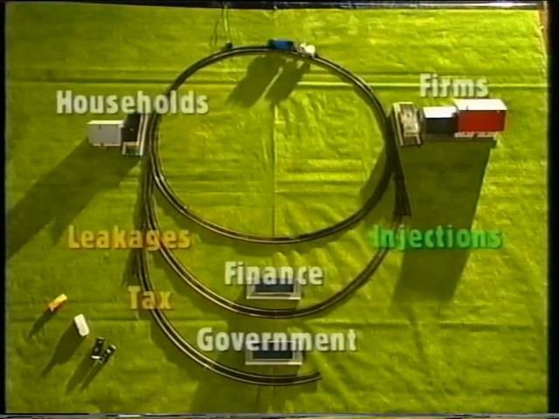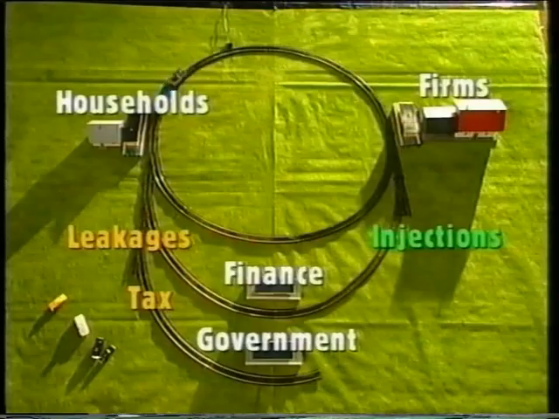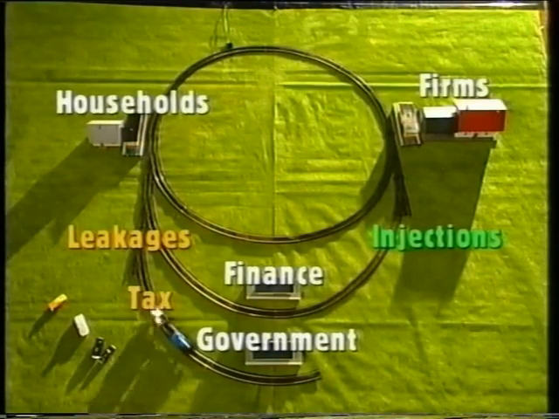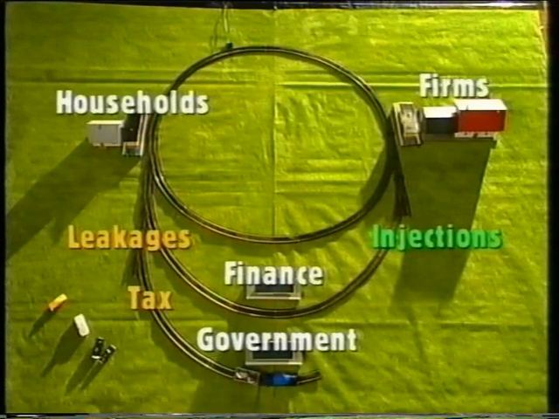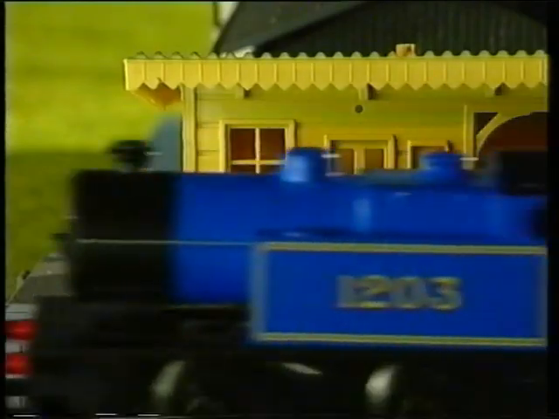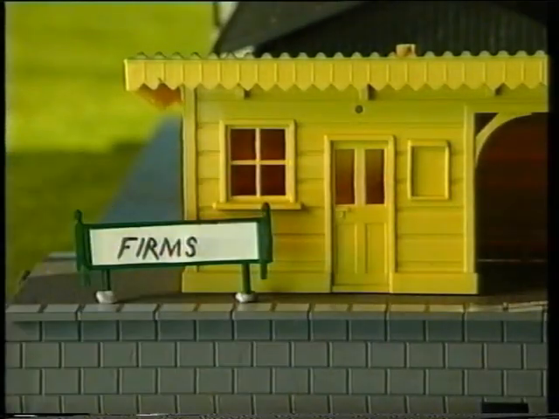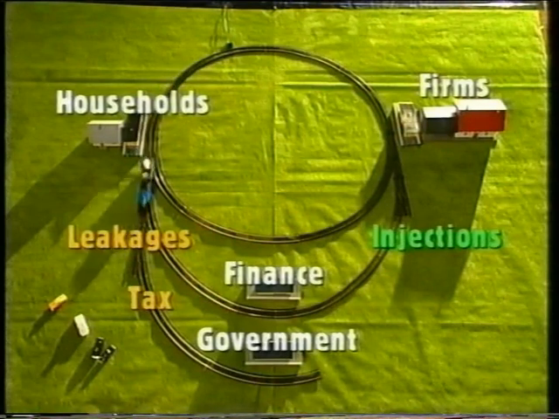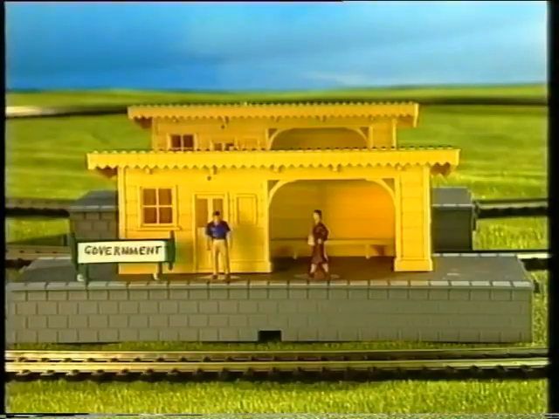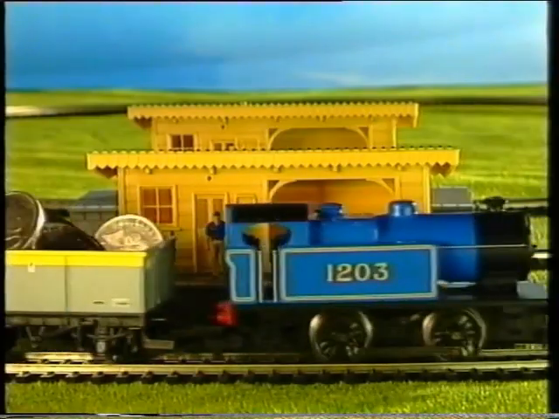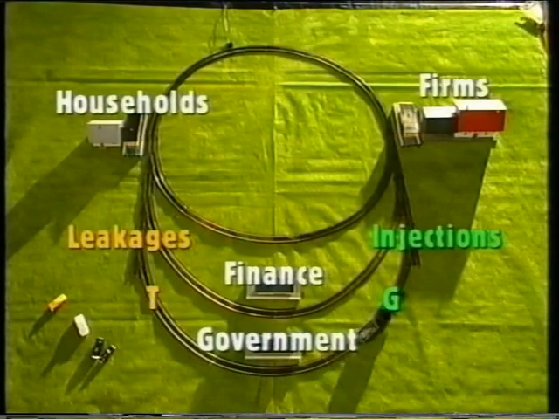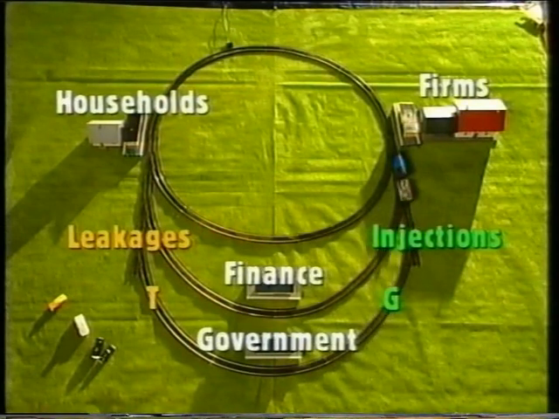When households pay tax, they have less money to spend, and money leaks out of the circular flow. When businesses pay tax, they have less money to spend on resources, and once again it leaks out of the flow. When the government spends money, it is injected back into the flow.